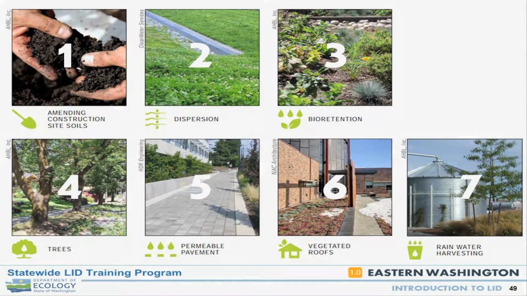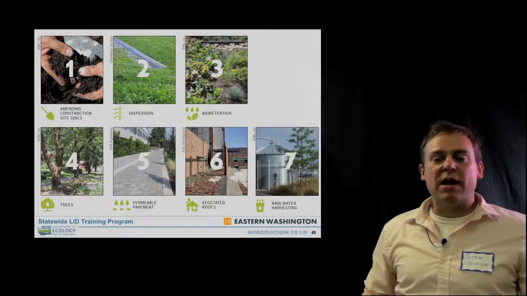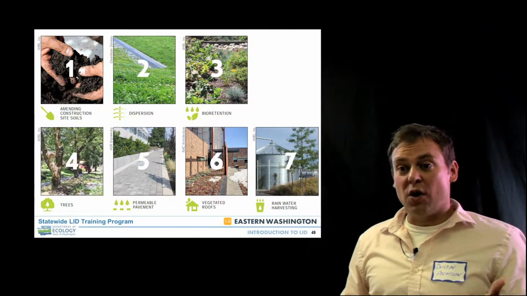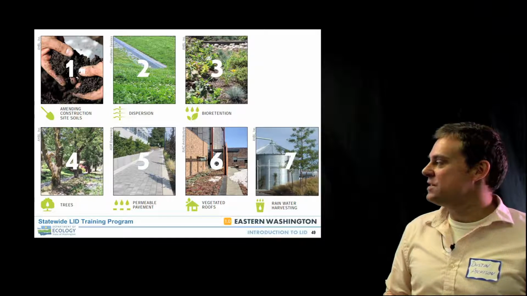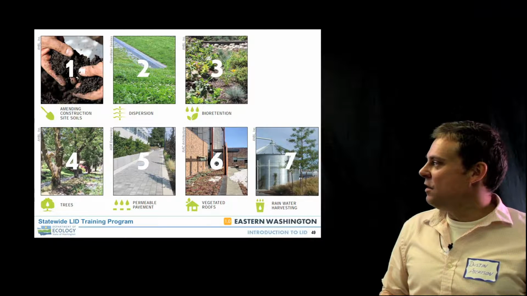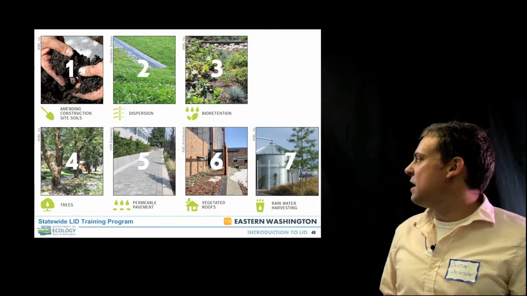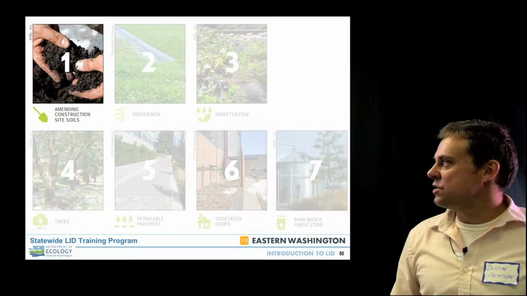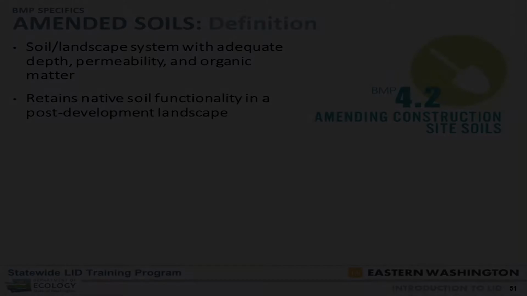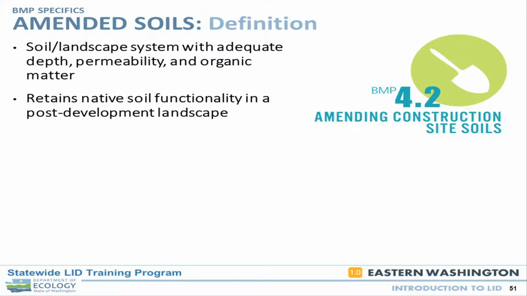Amended soil, construction site soils, dispersion, bioretention, trees are BMPs themselves, the best BMP really, because they're what nature gave us. Permeable pavements, vegetated roofs, and rainwater harvesting or reuse. So I'm going to start off with amended construction site soils. And actually, in a way, there's another term for it, which is post-construction soil quality, because you don't necessarily need to amend the soils. But the definition here, and you're going to see a similar pattern for each one of these BMPs.